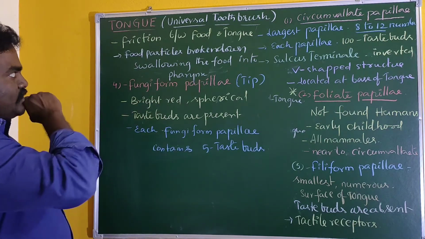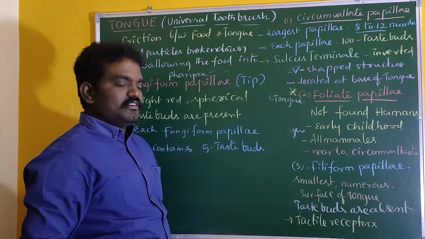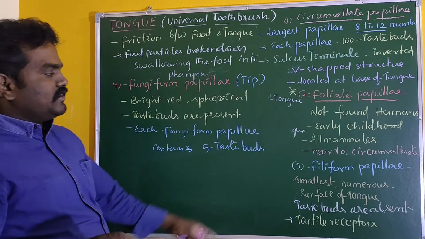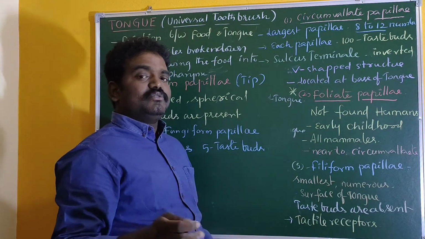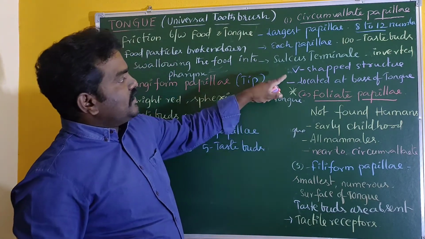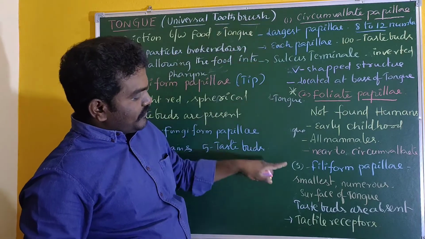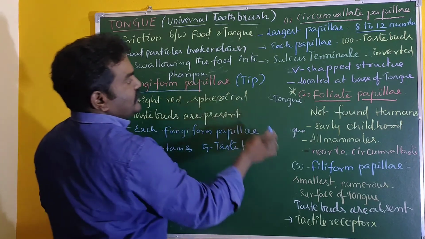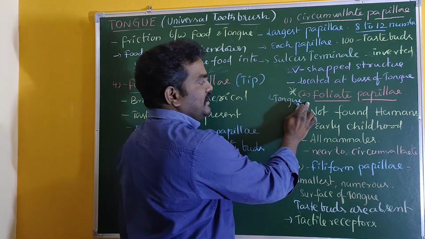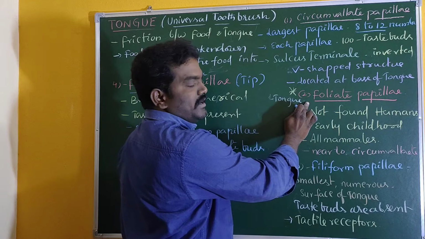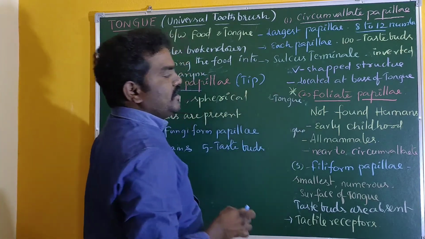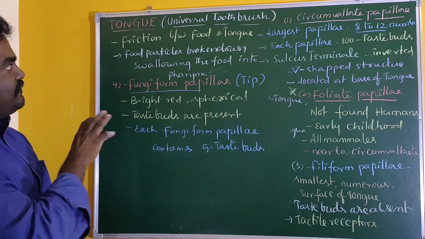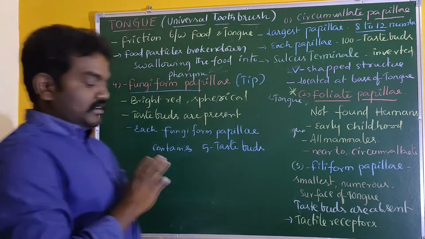So this is about the 4 kinds of papillae related to the tongue. Actually in human beings we find only 3 kinds of papillae: circumvallate papillae, filiform papillae, and fungiform papillae. But we could not find foliate papillae in humans, though in all mammals foliate papillae are present. So this is the information related to the tongue.